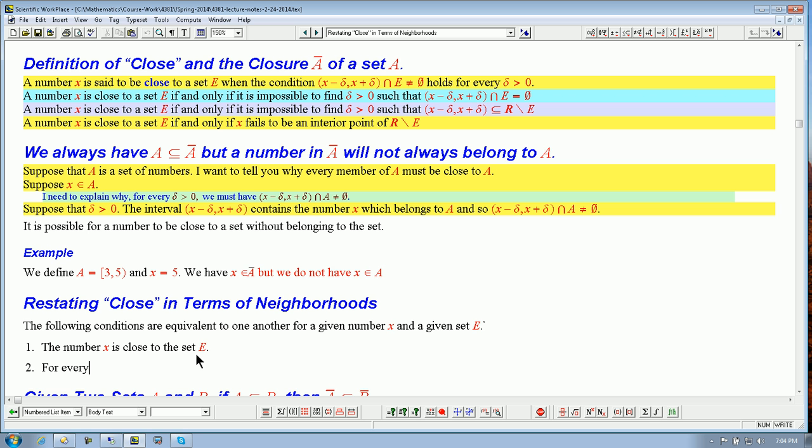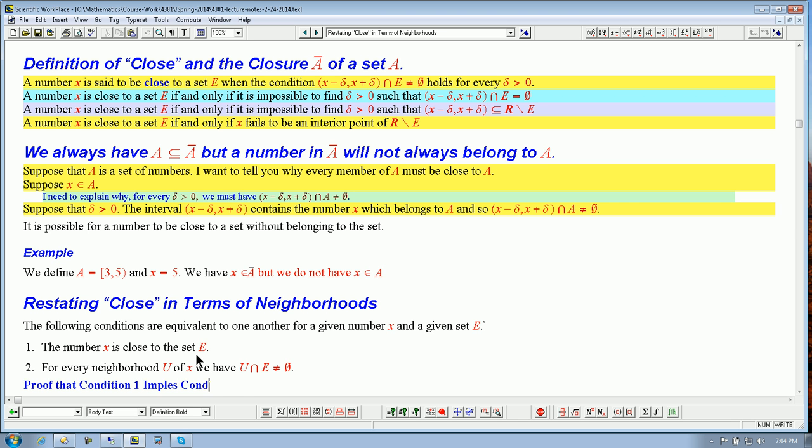Okay, for every neighborhood U of X, the intersection of U with E is non-empty. These are the 2 conditions. And we're going to prove. So here is my heading. We're going to have the proof that condition 1 implies condition 2. Listen to me.